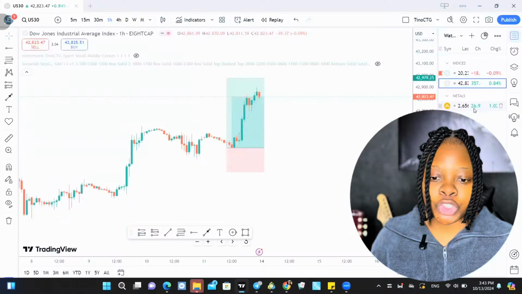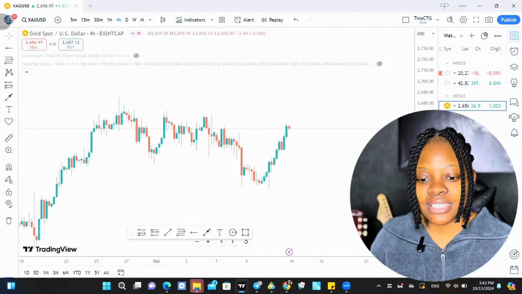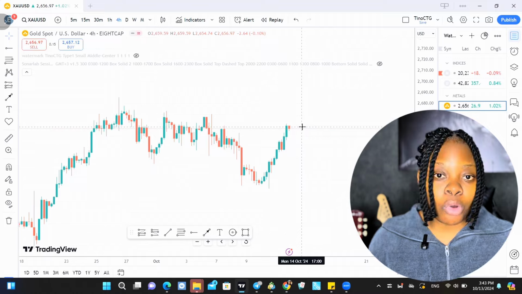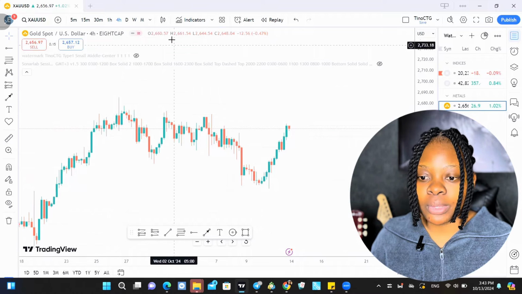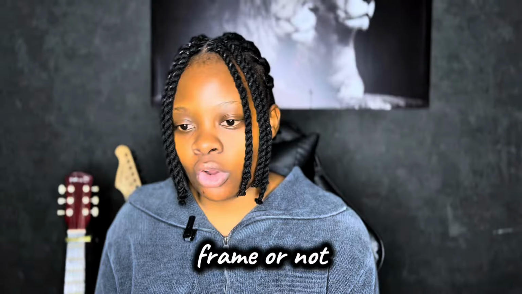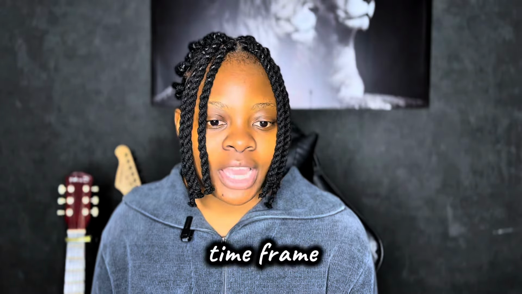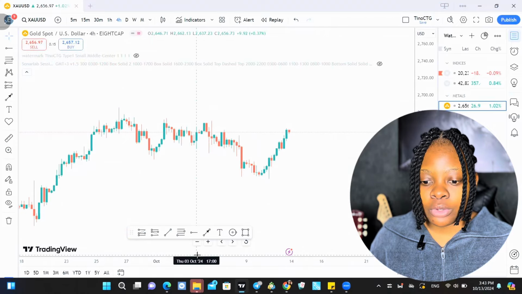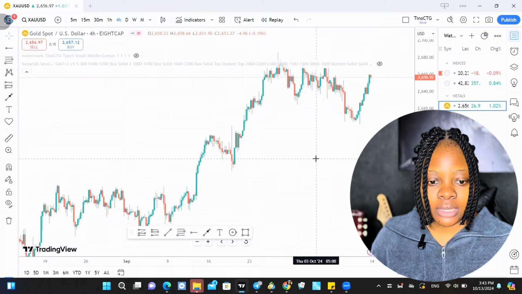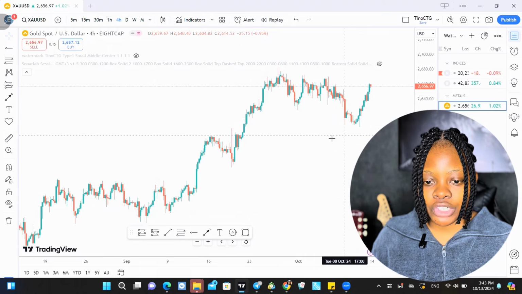Let's look at the gold chart right over here. You can clearly see that the gold chart is also almost ranging at the highs, right? We can go on to our daily time frame or not. Let's go back to the 4-hour time frame. It makes a lot more sense. And then we're going to make an analysis. Let's zoom it in a little bit so we can see a clearer picture right over here.